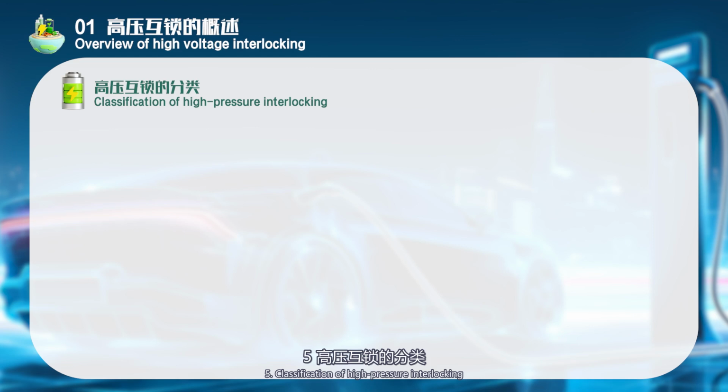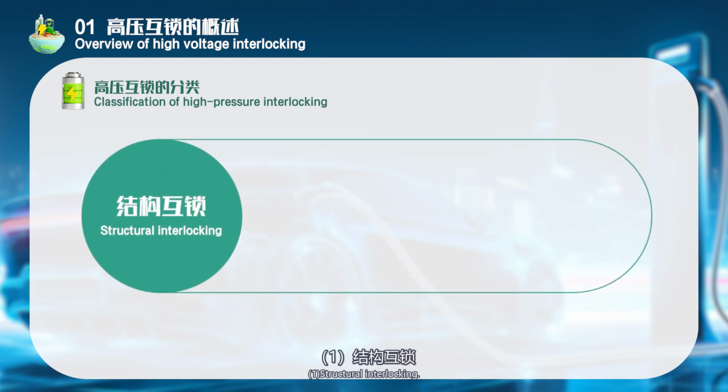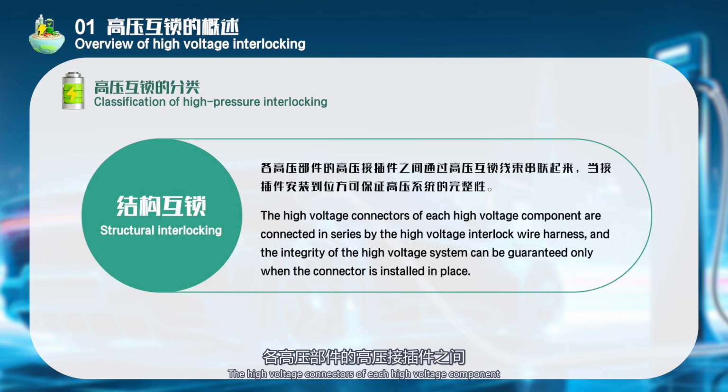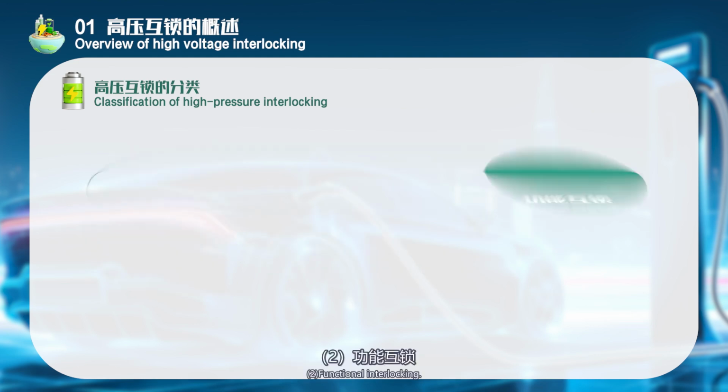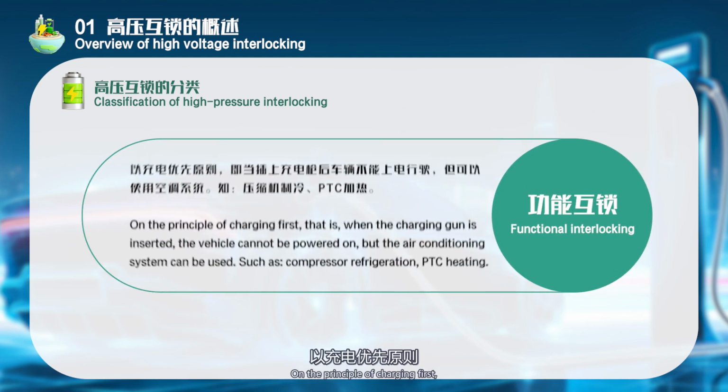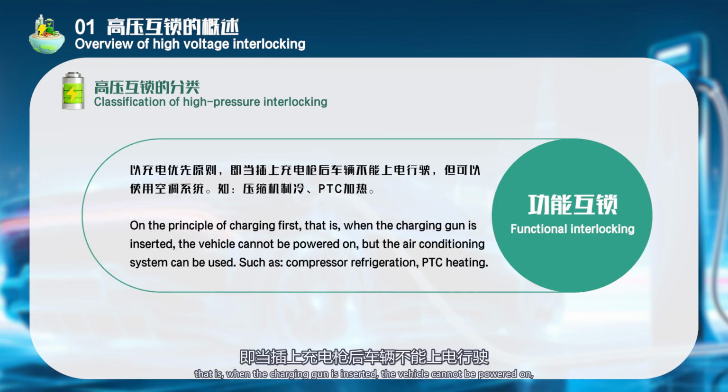5. Classification of high voltage interlocking. 1. Structural interlocking. The high-voltage connectors of each high-voltage component are connected in series by the high-voltage interlock wire harness, and the integrity of the high-voltage system can be guaranteed only when the connector is installed in place. 2. Functional interlocking. On the principle of charging first, that is, when the charging gun is inserted, the vehicle cannot be powered on, but the air conditioning system can be used, such as compressor refrigeration and PTC heating.